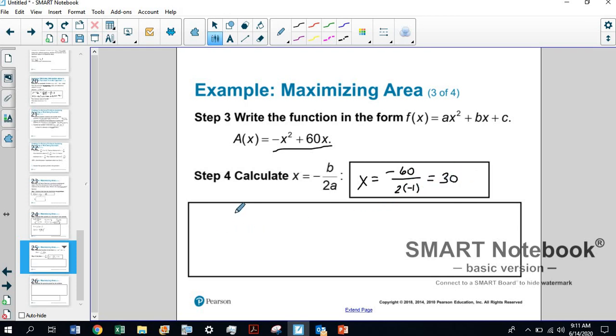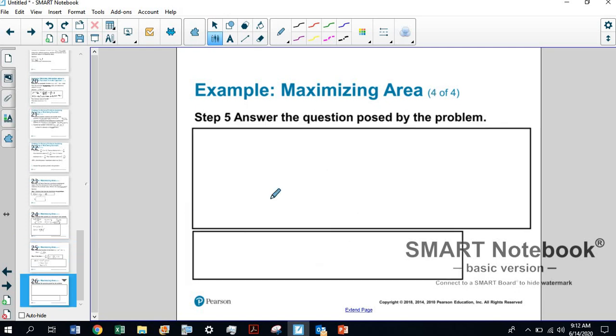And now if you want to find out what the maximum is, you do A of 30, which is negative 30 squared plus 60 times 30. And so that gives you negative 900 plus 1800, which is 900 square feet.